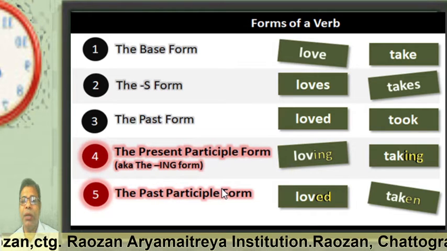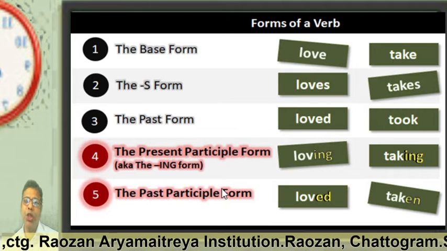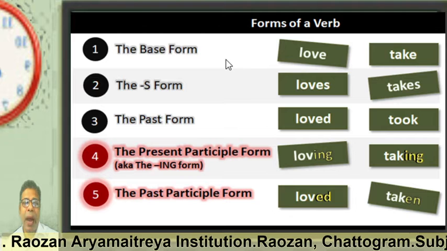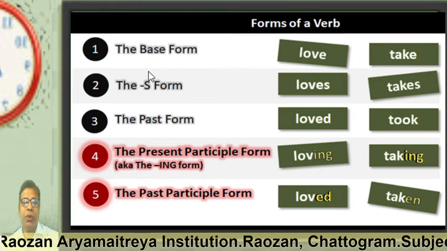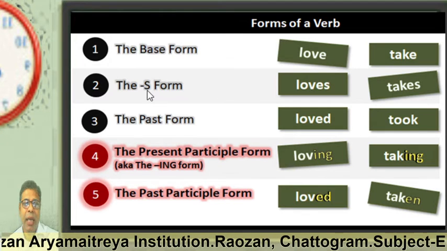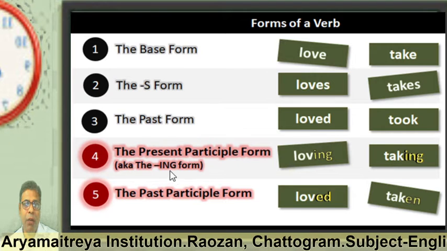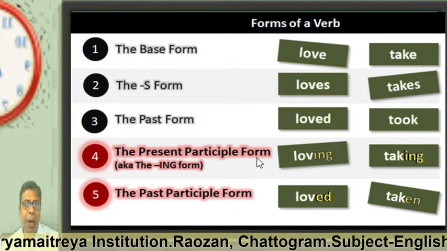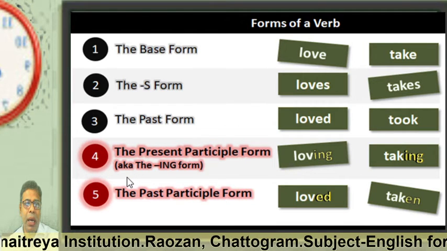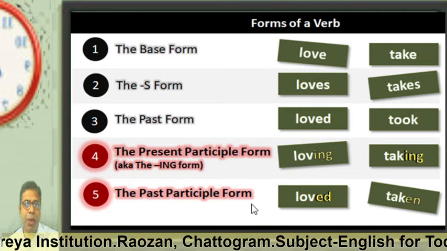Okay, dear students, this is the main focus of the verb. You need to keep it in mind that a verb has five forms. First, the base form. Second, the S form. And third, the past form. And the fourth one, the present participle form. And the fifth one, the past participle form.